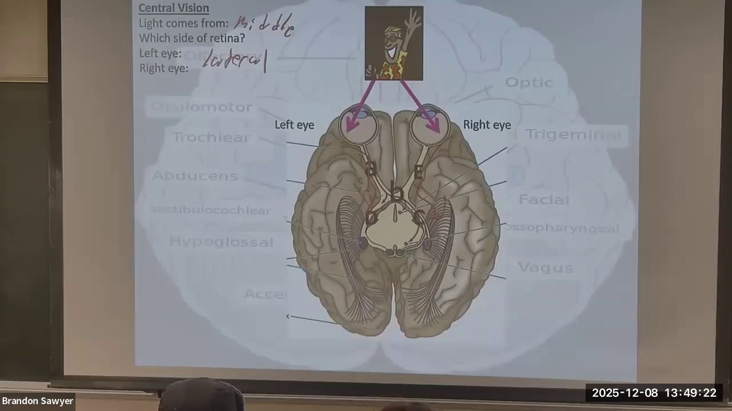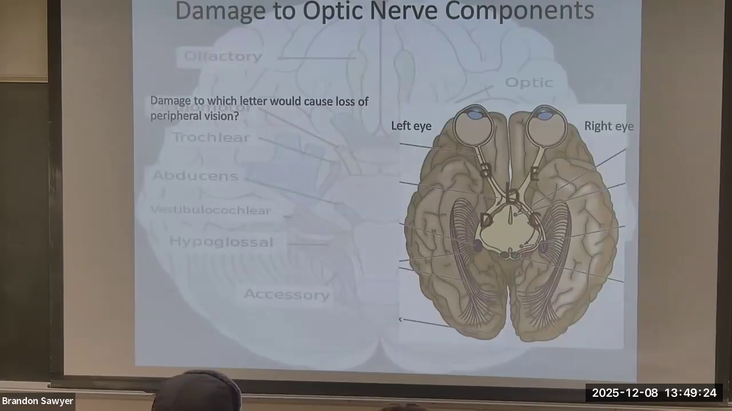And so then for this next one, go ahead and on your clickers, decide damage to which letter would cause you to lose your peripheral vision. Go ahead, chat about it with your teammates for a second. Send in your answer there on your clickers when you're ready.